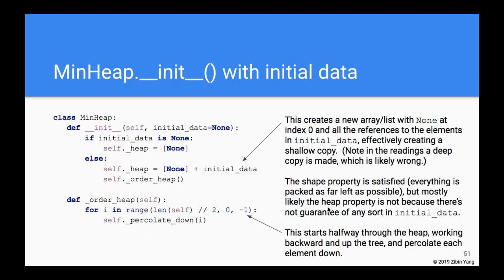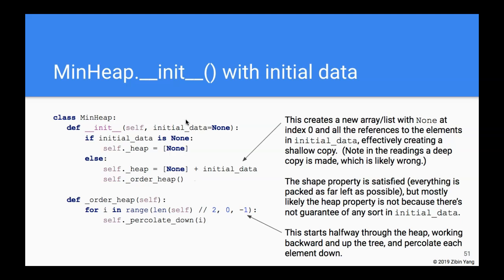Now for this process, I'll actually take the opposite approach from what we usually do. I'll actually show you the code first because it's so simple, and then I'll explain how it works. So the dunder init now takes an optional initial data. If the initial data is None, then we do what we did before, which is to create a simple array with the element at index 0 to be None, right?